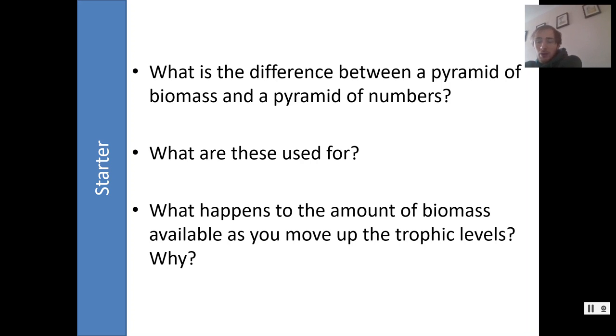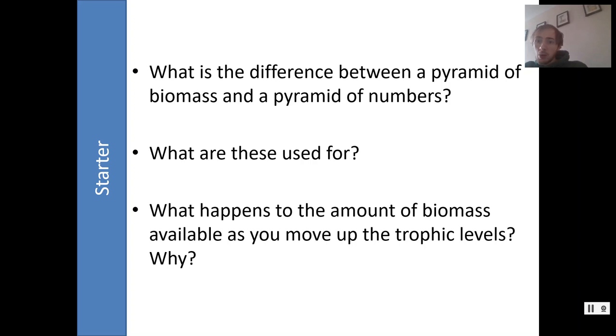What are they used for? They're used, well, pretty much just told you to be fair, but they're used broadly to assess the amount of an organism in an area, is a good way of putting it, and the viability of a food chain. What happens to the amount of biomass available as you move up the trophic levels?